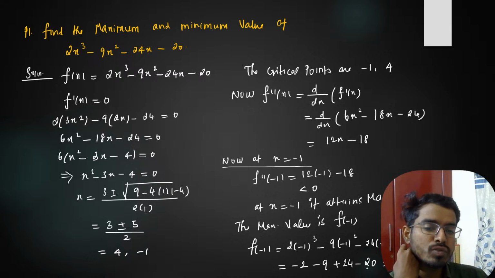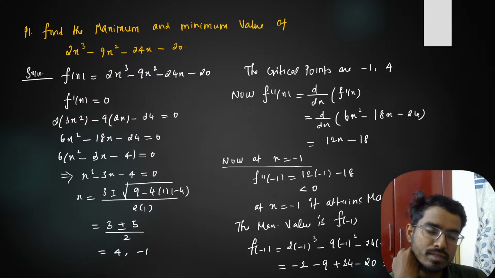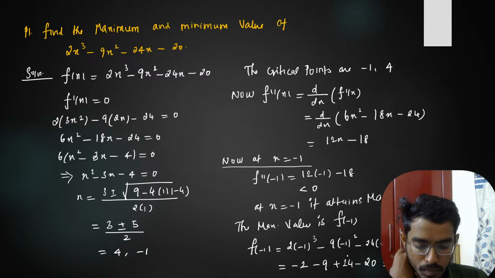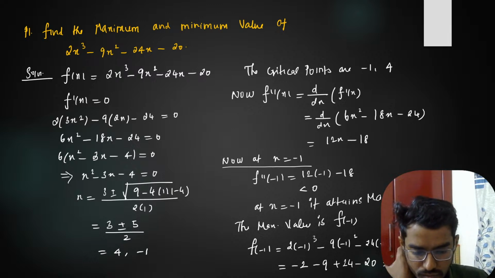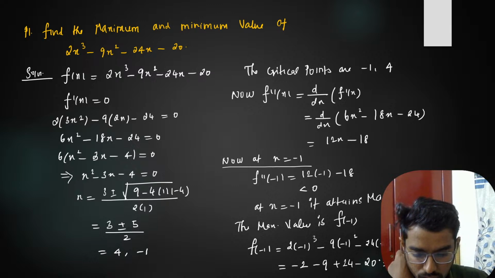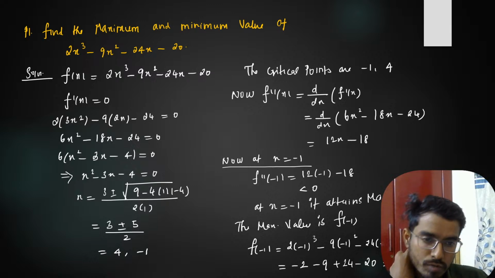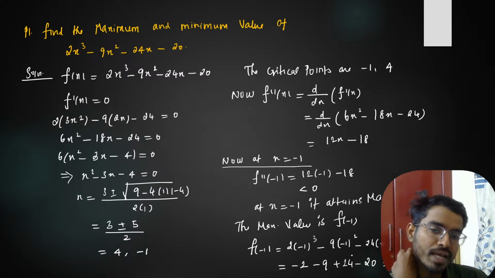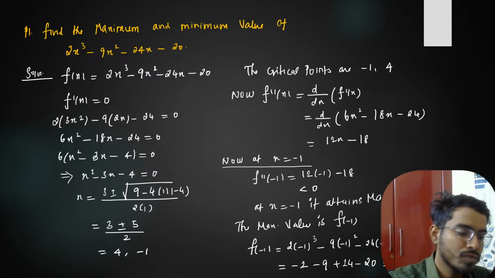So this is minus 2 minus 9 plus 24 minus 20. This will be 24 minus 20 is 4, 4 minus 11. I think it is minus 7, right? So minus 7 is our maximum value. Minus 7 is our maximum value for this function.